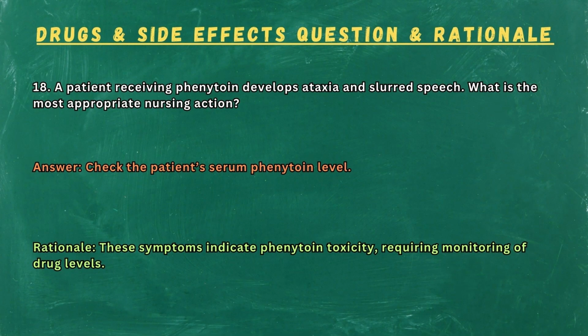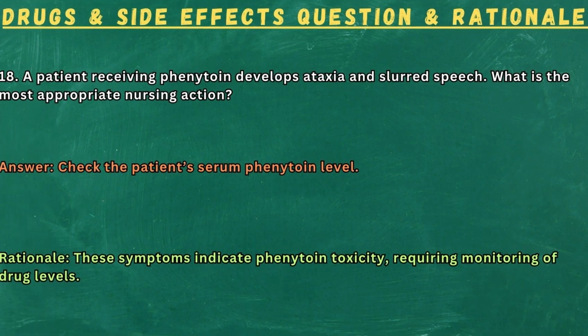18. A patient receiving phenytoin develops ataxia and slurred speech. What is the most appropriate nursing action? Answer: check the patient's serum phenytoin level. Rationale: these symptoms indicate phenytoin toxicity, requiring monitoring of drug levels.